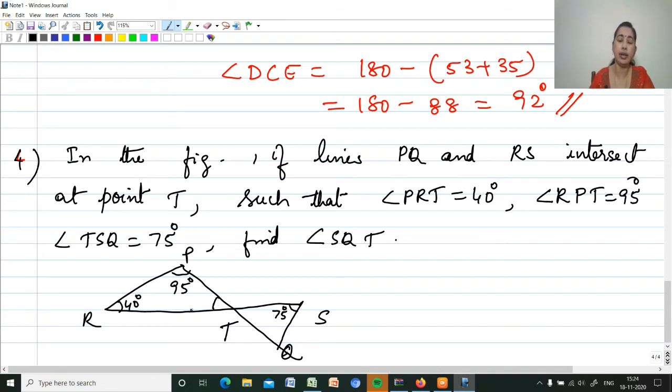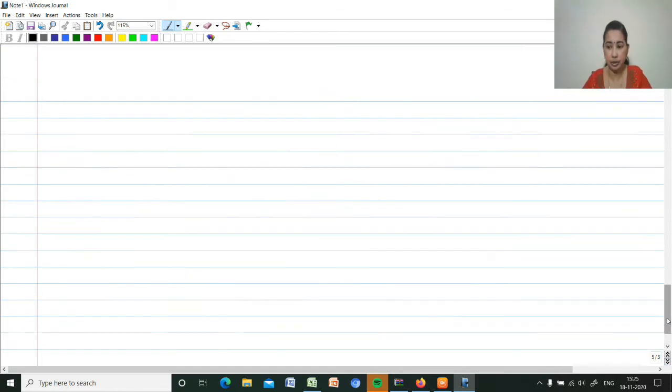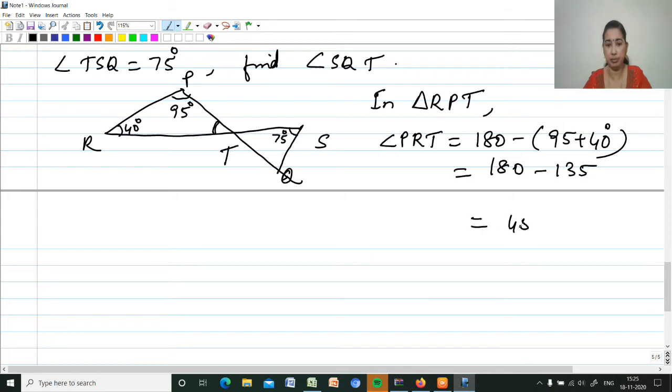In a triangle, total angle sum is 180. So in triangle RPT, we can find how much is angle PTR. This angle we can find. Angle PTR is equal to 180 minus (95 plus 40). Total angle sum is 180, so this angle we can subtract from 180. So that is equal to 180 minus 135. So subtracting, we get 45 degrees. So this angle is 45 degrees.